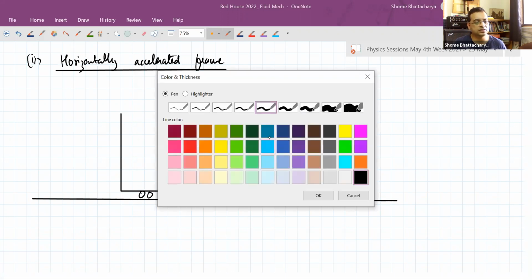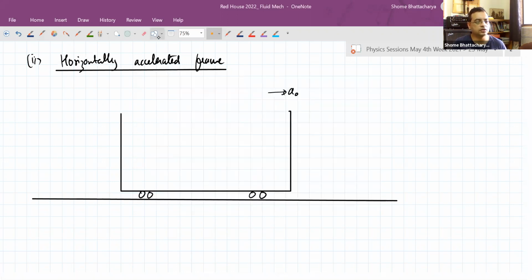So first of all, the interesting thing we'll see here is that the water on its surface, or the liquid, will not be horizontal anymore. The pseudo force is pushing it back against the acceleration. So the surface of the liquid will be inclined to the horizontal.